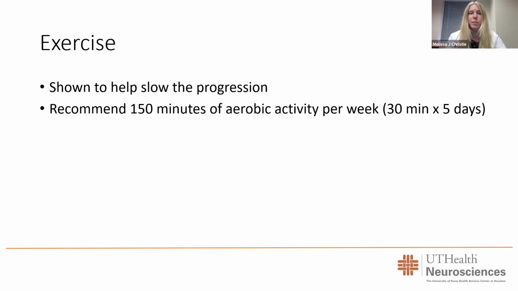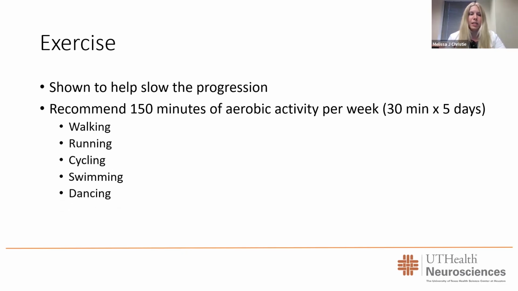They recommend 150 minutes per week, which if you divide that into 30-minute blocks is 5 times a week of 30 minutes. But the studies show that it can be a wide variety of exercises. So things just like walking, running, cycling, swimming, dancing, really anything that gets your heart pumping. They even included gardening in one of the large studies that looked at exercise in Parkinson's. So you can get quite creative on what your type of aerobic activity is.